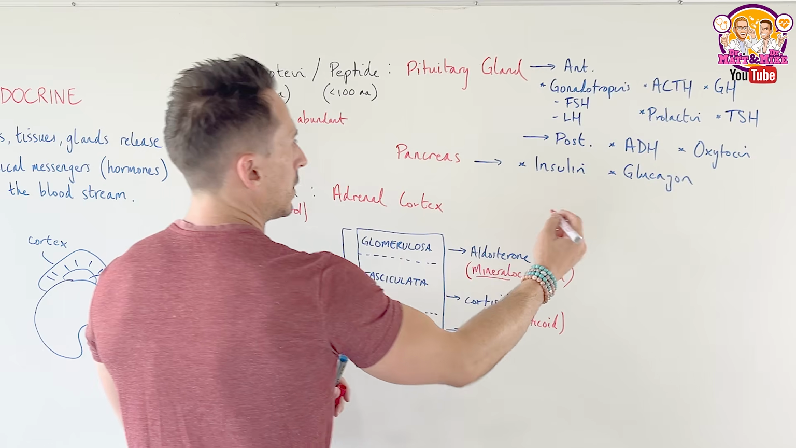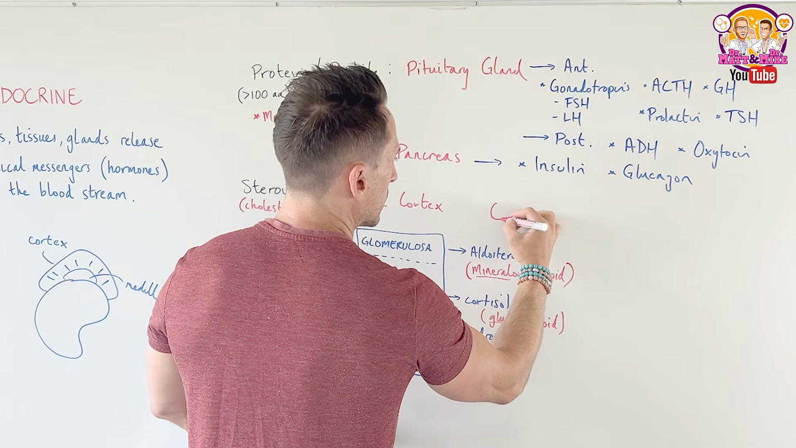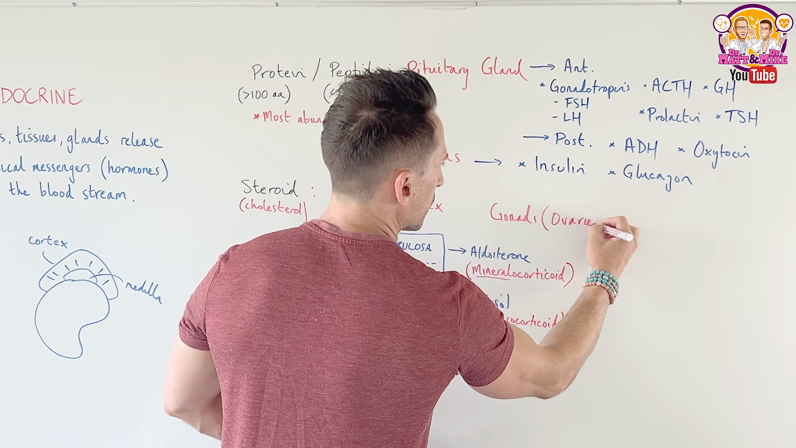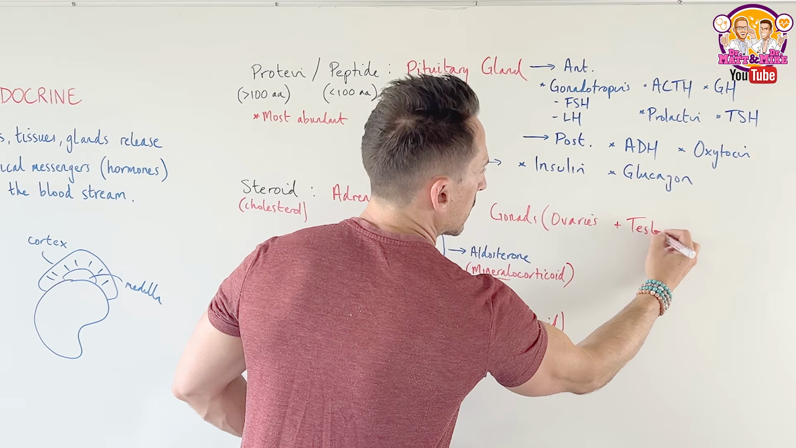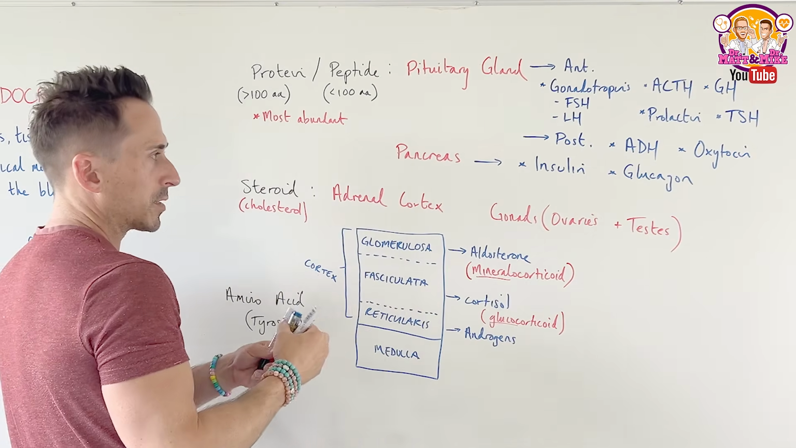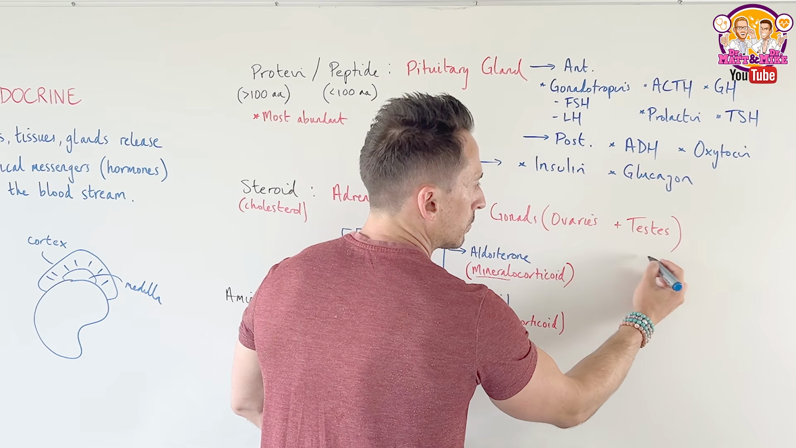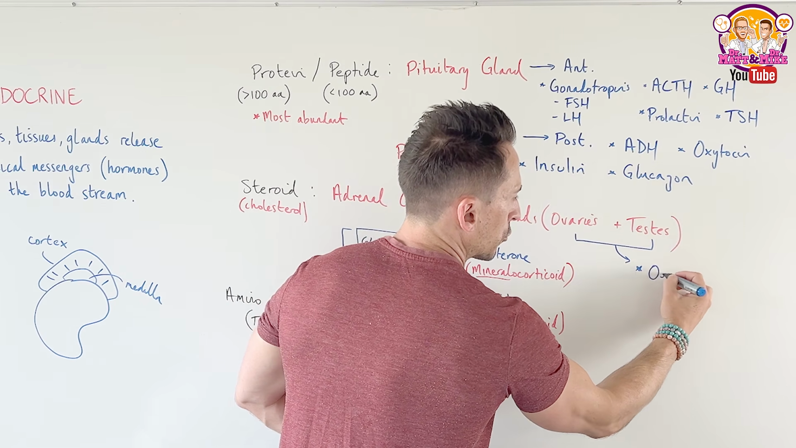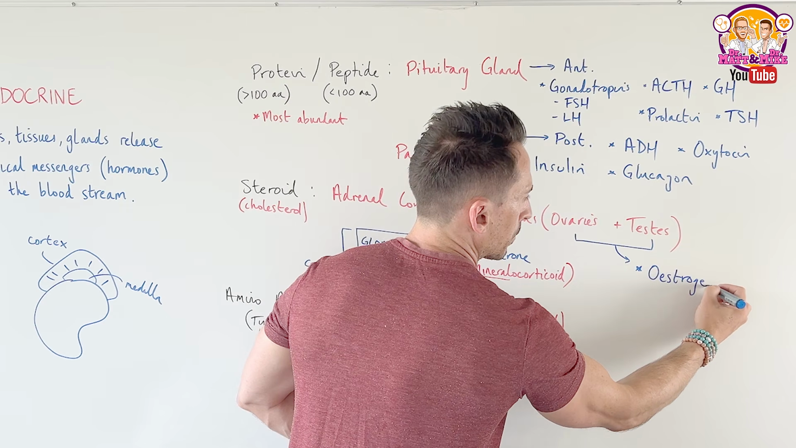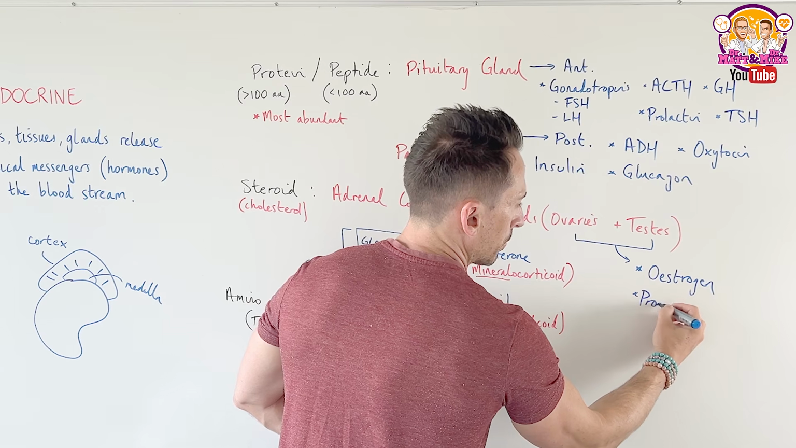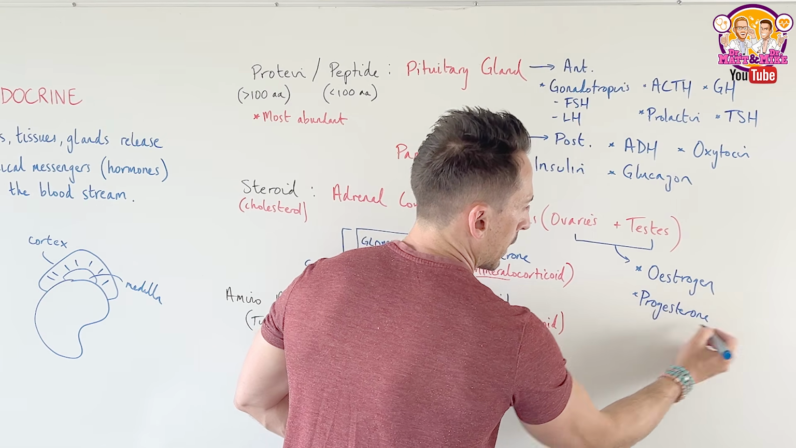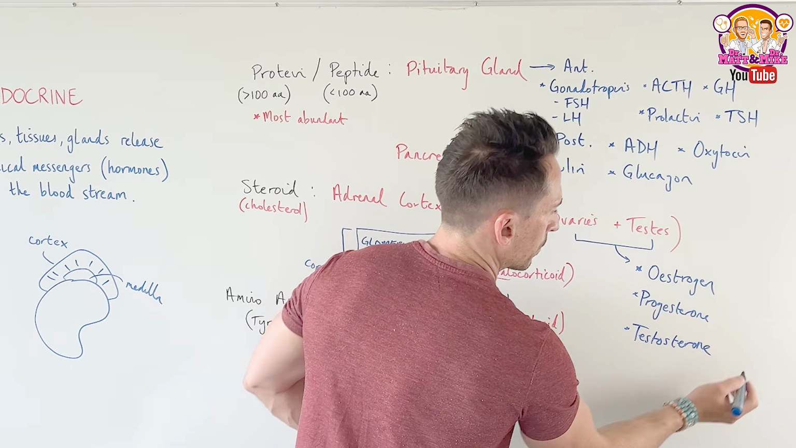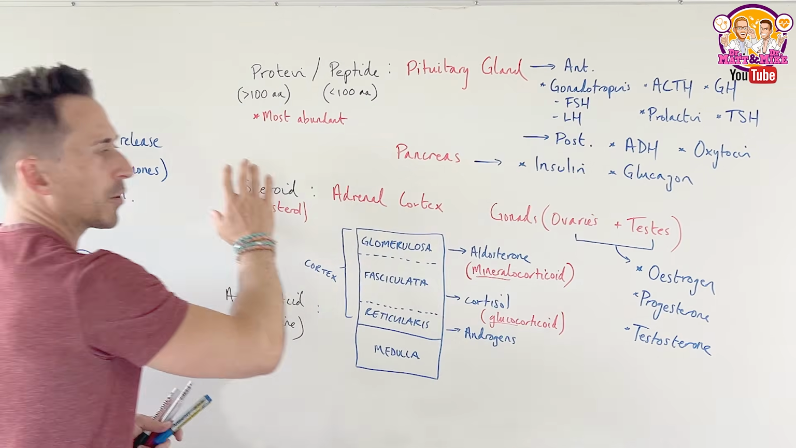What we also have is those of the gonads, which is obviously going to be the ovaries and the testes. So they also produce steroid hormones. The steroid hormones that they produce include estrogen, progesterone, and testosterone. So we've got our steroid hormones here.